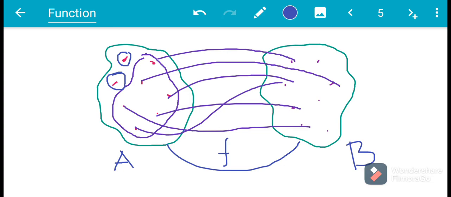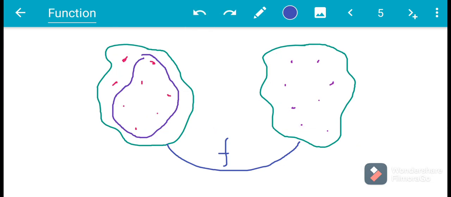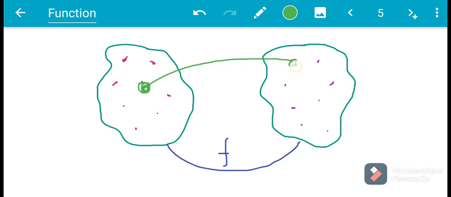Now it is to be noted that for f to be a function, every point of the domain must be connected to a point of the codomain. Okay, fine. Now suppose this is a point, and this is associated with this point. Similarly, every point of A is associated with some point of B.